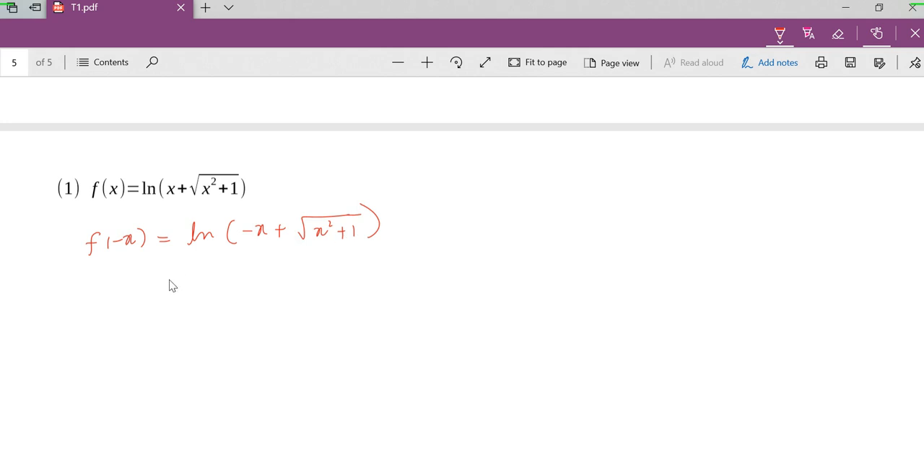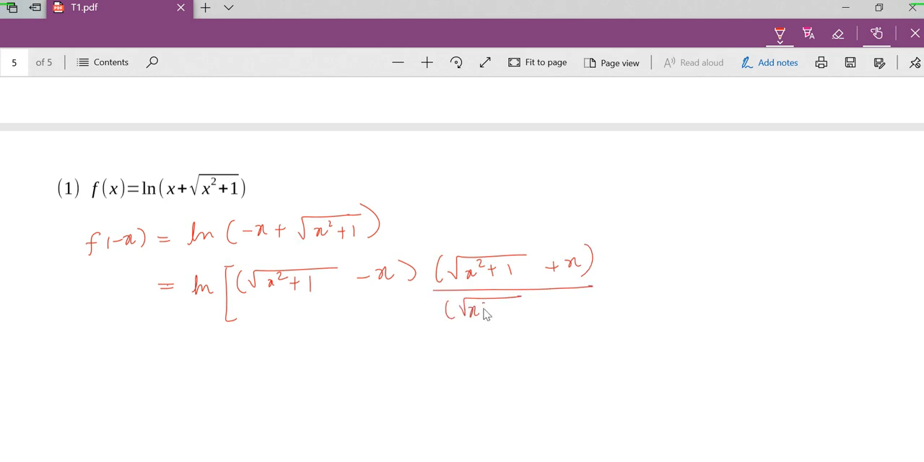So what can I do now? Maybe I can multiply by the conjugate. Let's see if that can simplify. Minus x, this is on the top, so what do I do? I multiply by the conjugate of that, because I can use a logarithmic property to check whether I can simplify any further. So you get this.